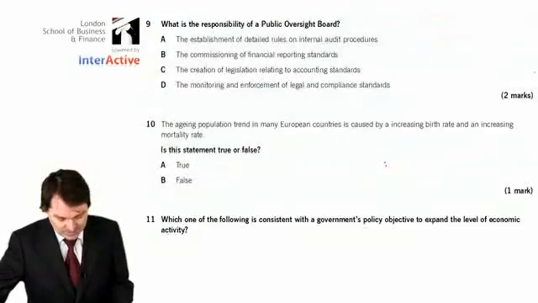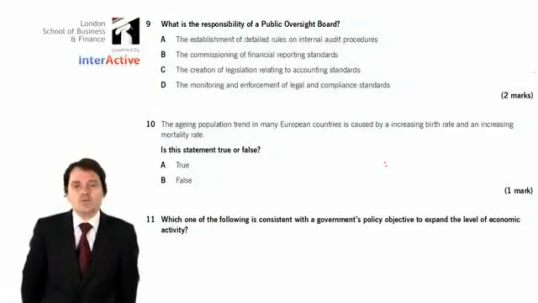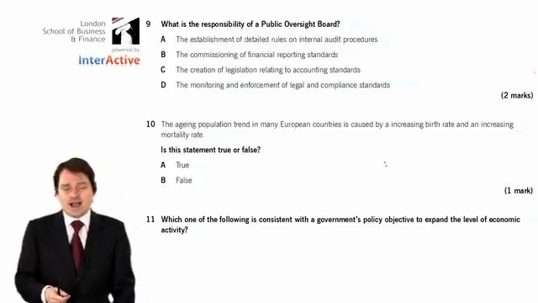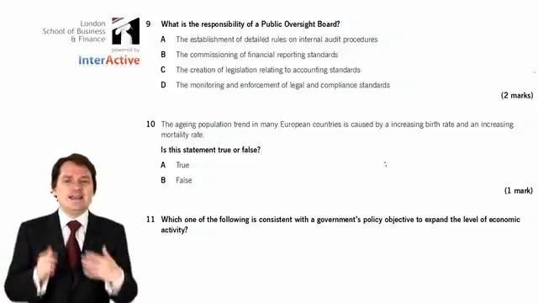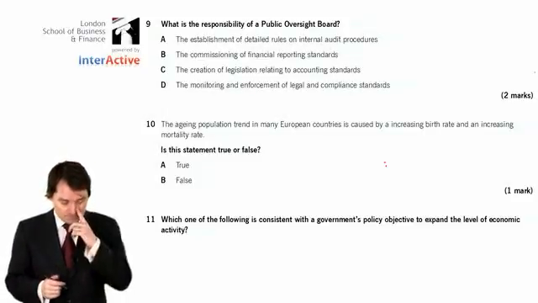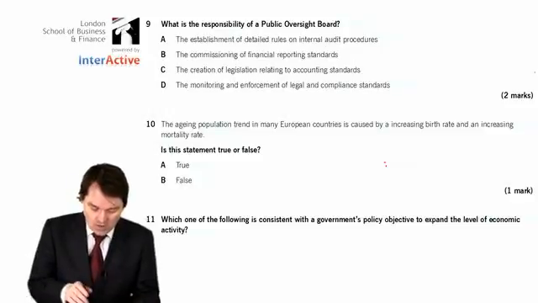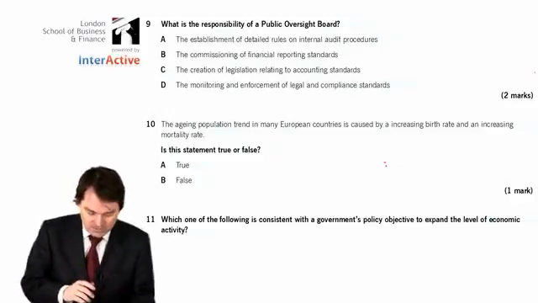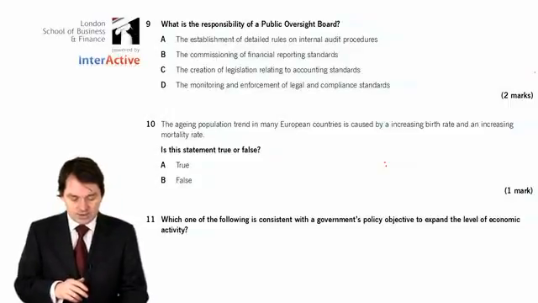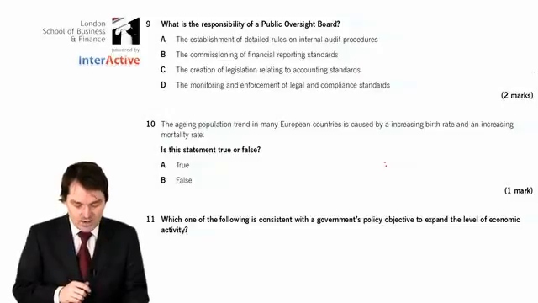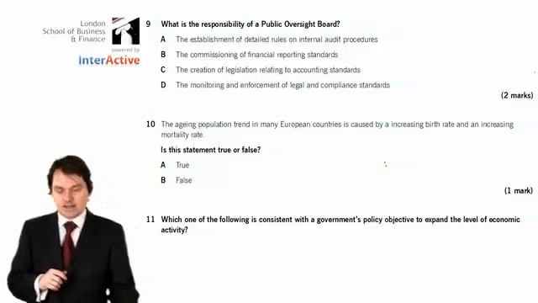Question 9. What is the responsibility of a public oversight board? Now, this is the kind of question that you may look at and you may think, I have got no idea at all what a public oversight board even is. So, we may just have to have a guess. The establishment of detailed rules on internal audit, the commissioning of financial reporting standards, the creation of legislation relating to accounting standards, the monitoring and enforcement of legal and compliance standards.